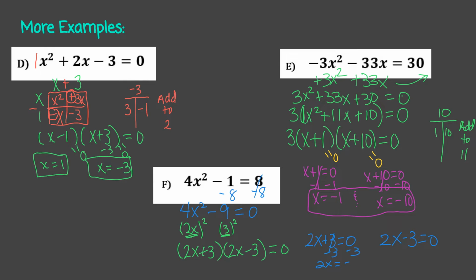2x equals -3. Then I would divide by 2, so x equals -3 halves. Over here, I would add 3. So I'd get 2x equals 3, and then I would have to divide by 2, so I would get x equals 3 halves. So the solution for this one, I'm going to go ahead and write it over here, would be x equals -3 halves and x equals +3 halves.